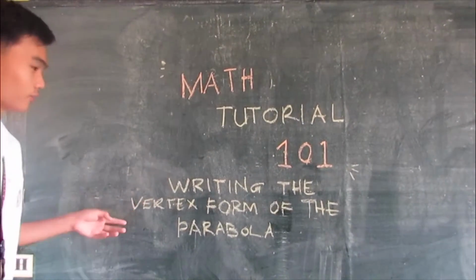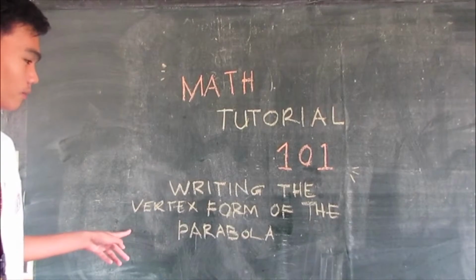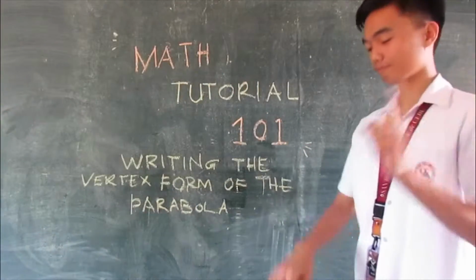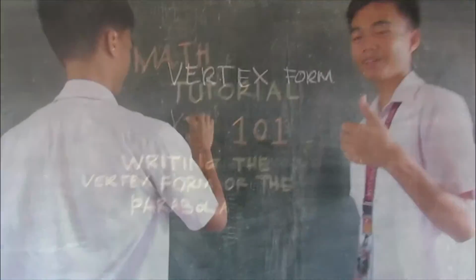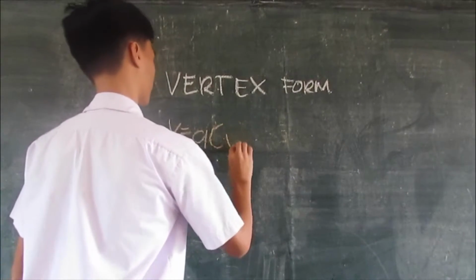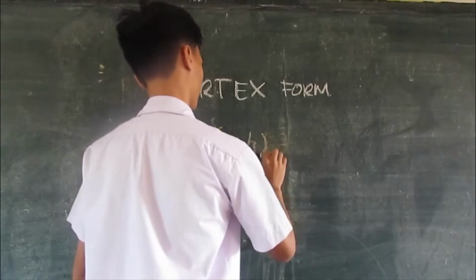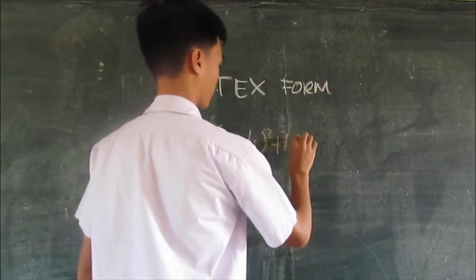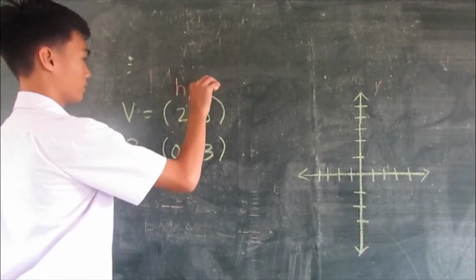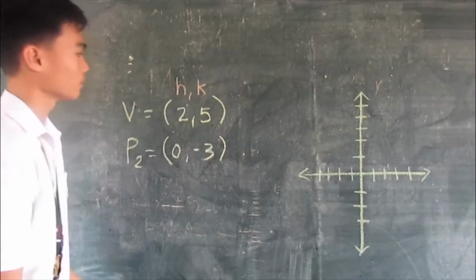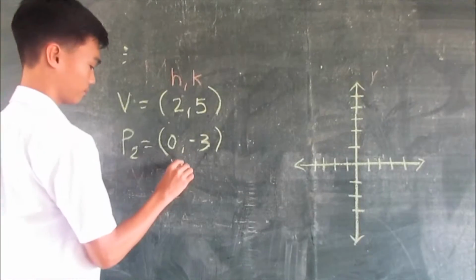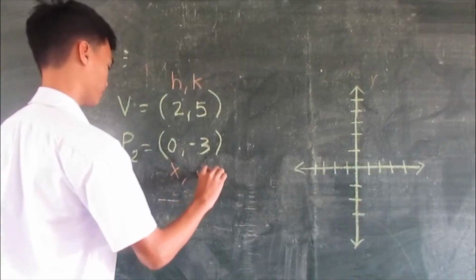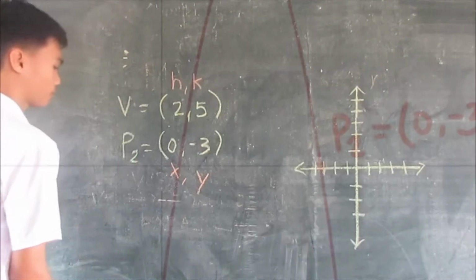Today's lesson is all about writing vertex form from the parabola. We won't waste our time. Start learning. In this lesson, we will be using the formula y equals a times x minus h quantity squared plus k. From this example, our vertex is 2 and 5. 2 is our h, and 5 is our k. 0 is our x, and negative 3 is our y.